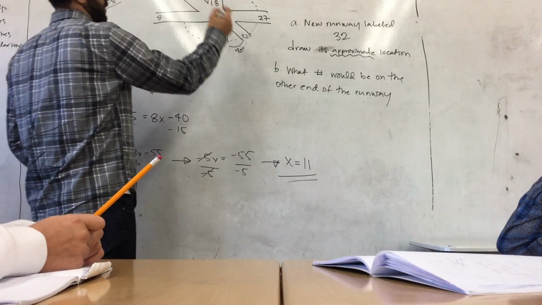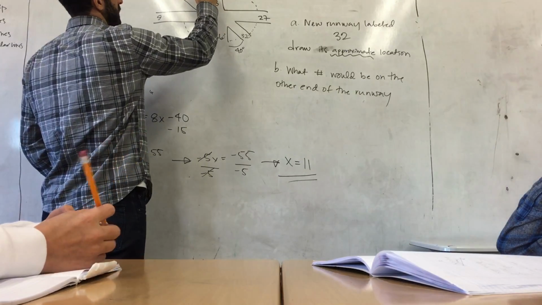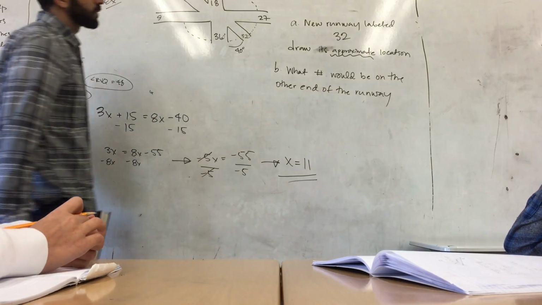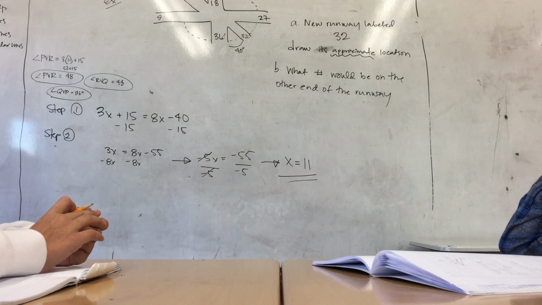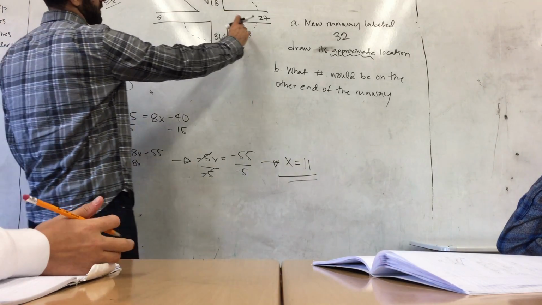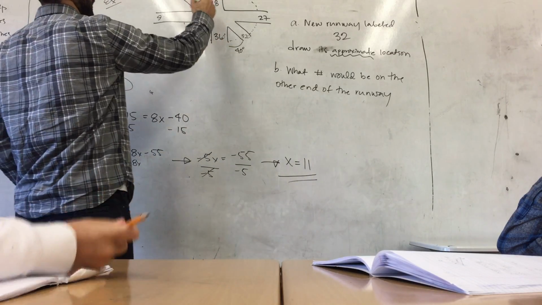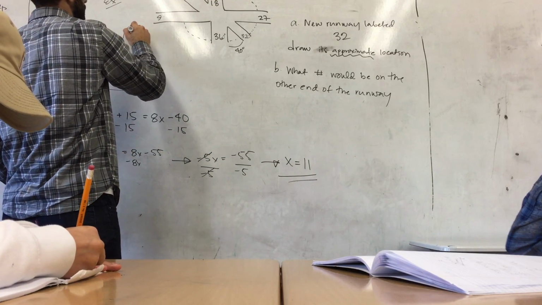JJ just said it. 180 degrees minus 40 degrees. Oh, I get it now. Because this is a straight line and this is a straight line. So from here to here, it's 180 minus 40.